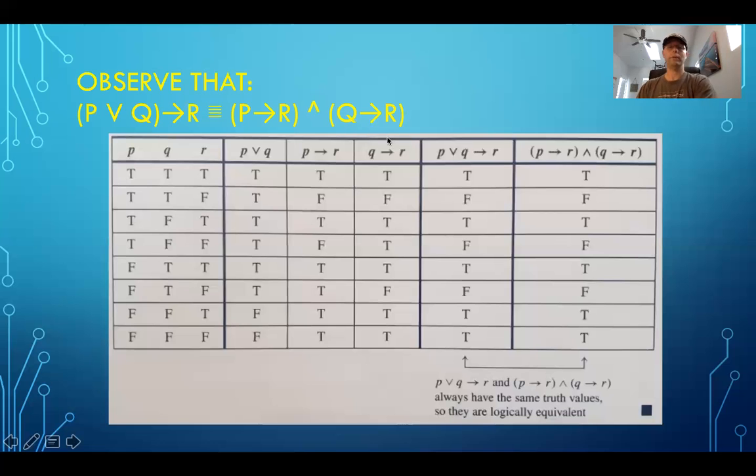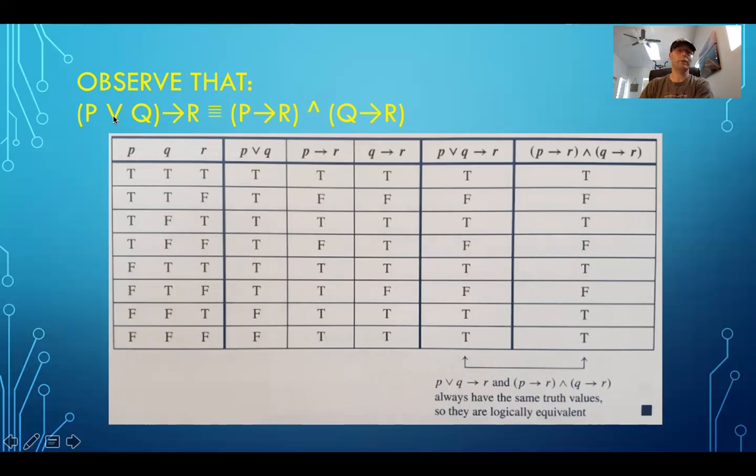This actually is a truth table that is proving this argument that there's an arrow, so I'm going to read this as if-then. If P or Q, then R is the same thing as saying if P then R and if Q then R, which I think is pretty interesting.